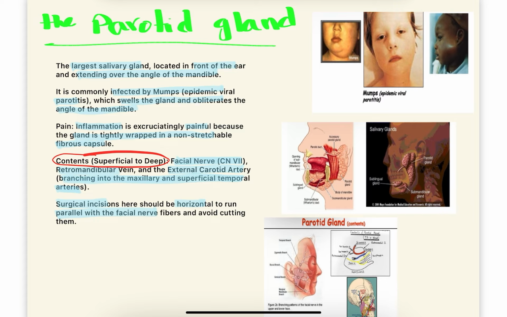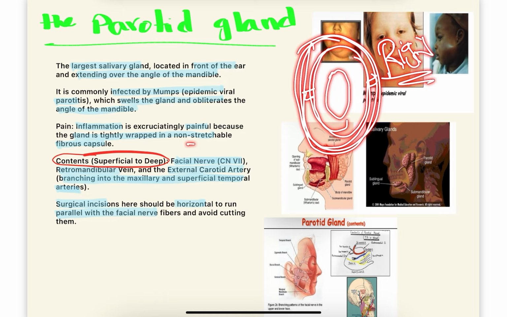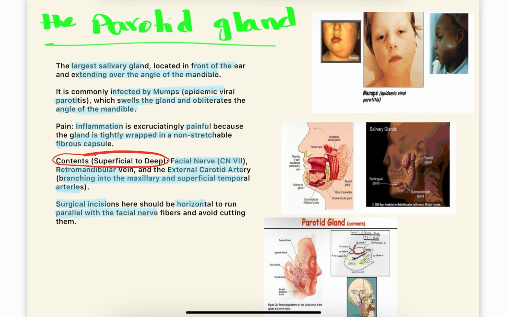where this gland will become swollen and it will obliterate the angle of the mandible, as I mentioned in the beginning of this video. Now, this inflammation will be extremely painful. Why? Because this gland is basically in a fibrous capsule. So imagine it. Let's say this is the fibrous capsule and this is the gland. If it's becoming swollen and big, it cannot exit because this capsule right here is very rigid. It's non-stretchable. That's why it's very painful for them.